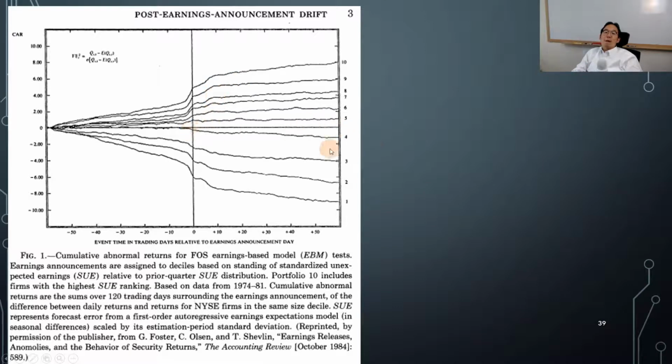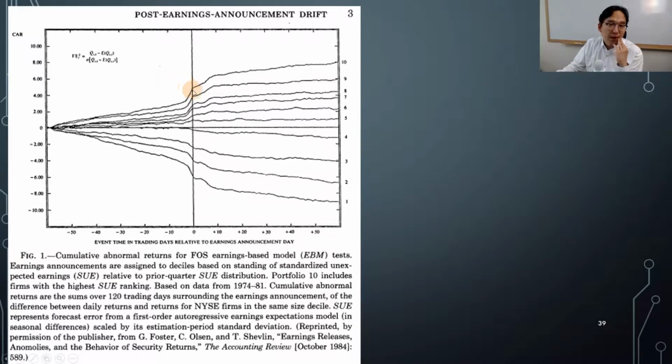But what the researchers found is that there's significant price drift like this, especially for the extreme ones, positive and negative. And the direction keeps on being in the same direction, okay? And the question becomes, why is there some delay like that, right? Number two, is there some profit-taking opportunity, okay?